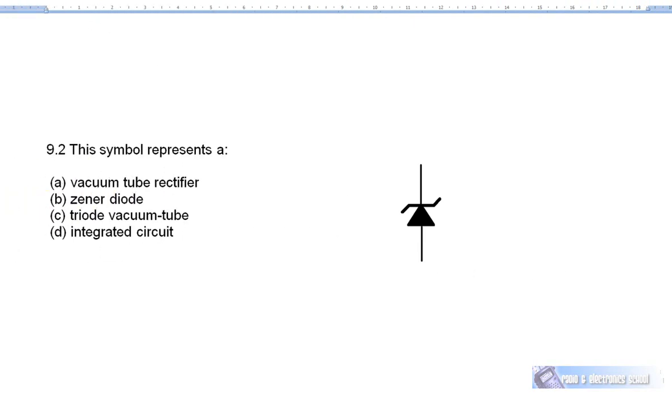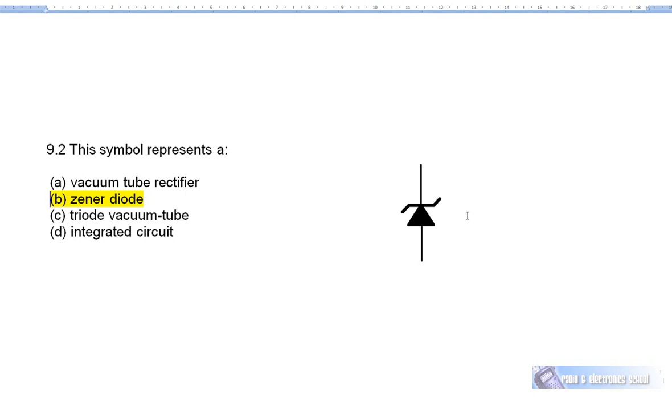Question 9.2. This symbol is a Zener diode. Zener diodes are used as voltage regulators. Zener diodes also have a cathode and an anode, but Zener diodes are always reverse biased to the point where they conduct. If you reverse bias a diode, it will not conduct normally. However, Zener diodes are made to be able to conduct easily in the reverse direction. This would normally destroy a diode, so a resistor is always placed in series with the Zener to prevent that.